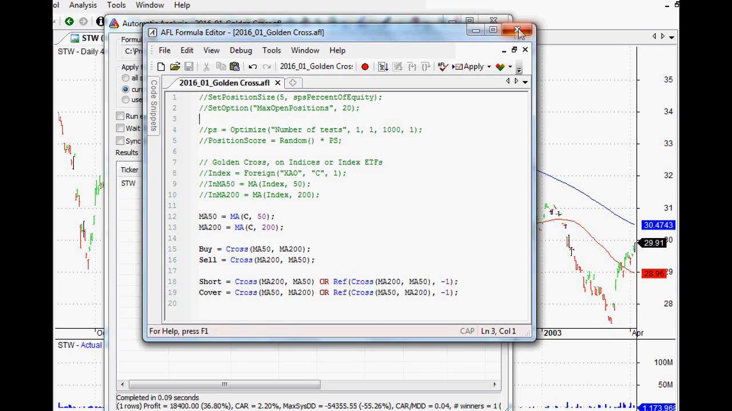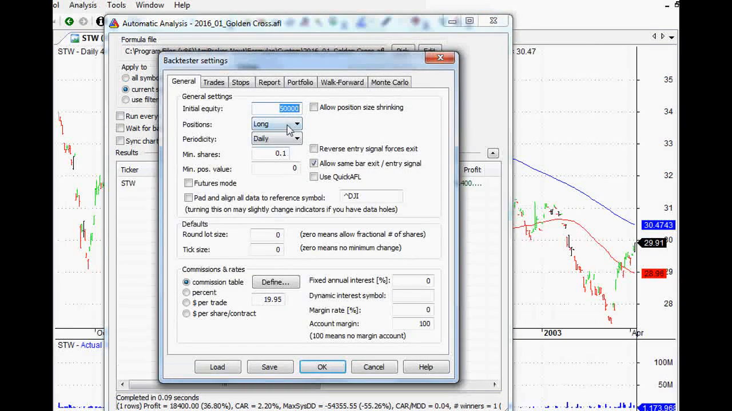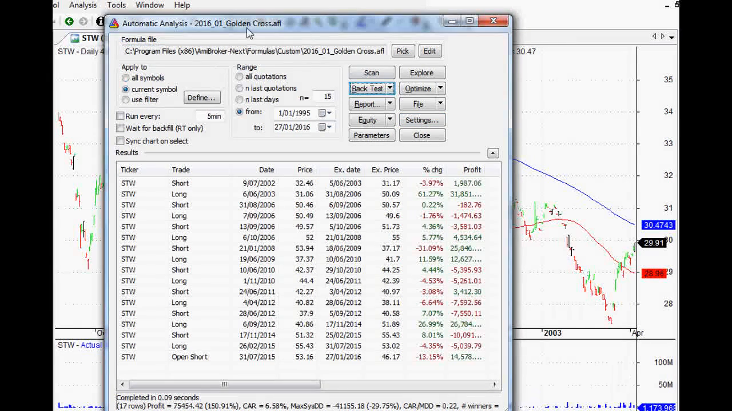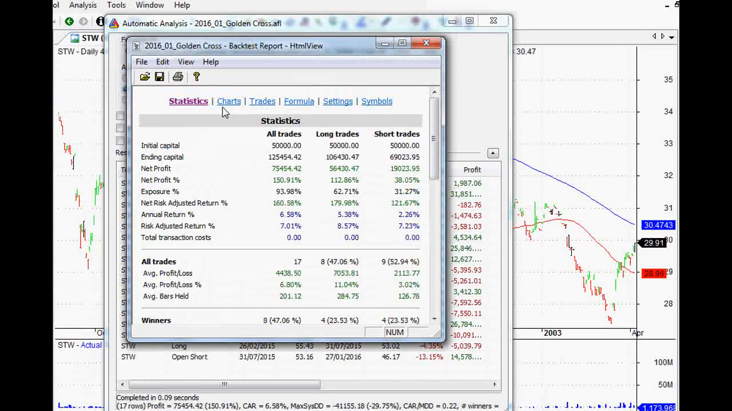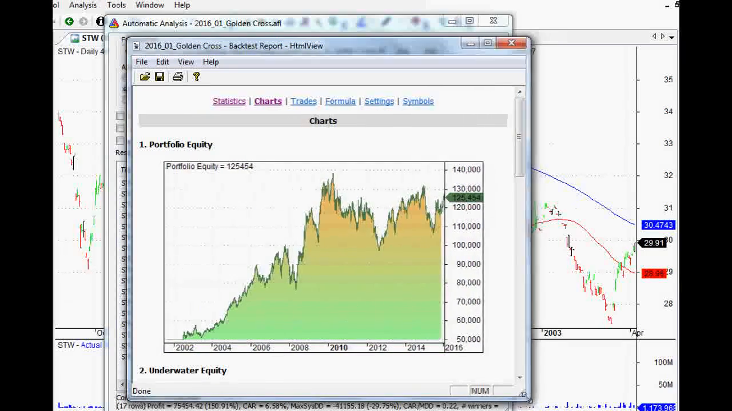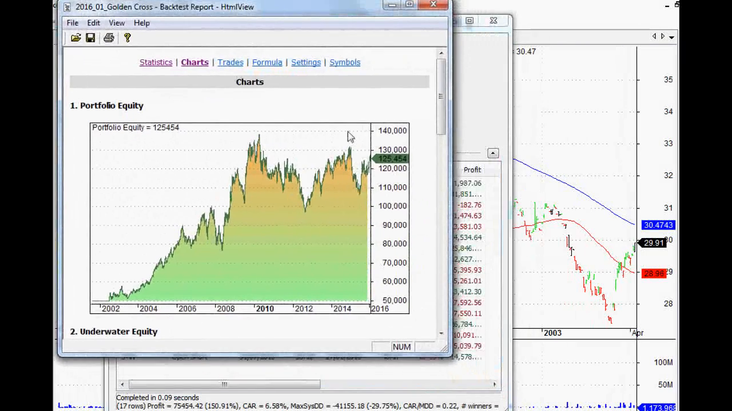If I save that, let's have a look, and we'll put our settings to long and short, and just do another back test of the current symbol, which is that STW, and let's check out the report. So now we've got an average annual return of about 6% per annum, 6.5%. Let's see if it improves it even further. And you know what? It actually does improve it further.